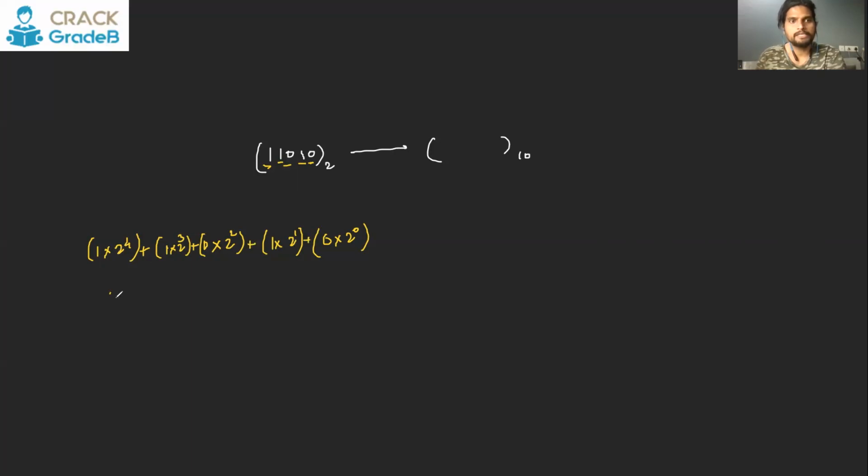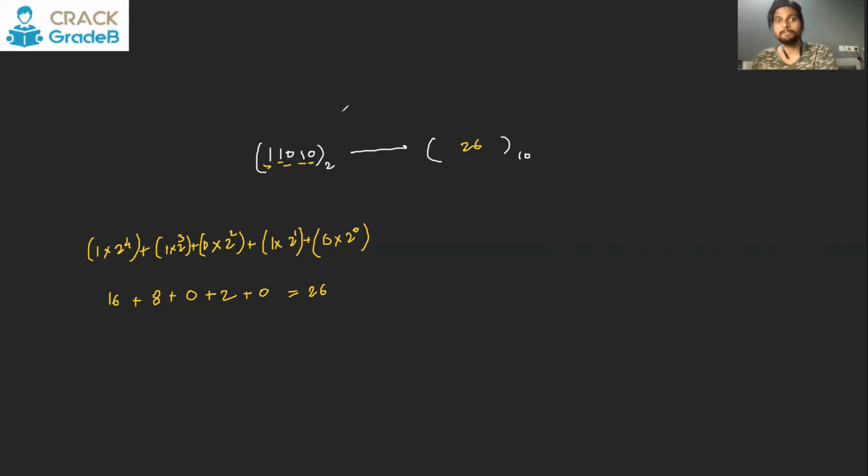This will be 2 raised to power 4 means 16. Plus 2 raised to power 3 means 8. Plus that will be 0. Plus this will be 2. And this will be again 0. 16 plus 8 plus 0 plus 2, that is 26. So here, the converted form into decimal is going to be 26. So this is how you can convert from one base system into another.